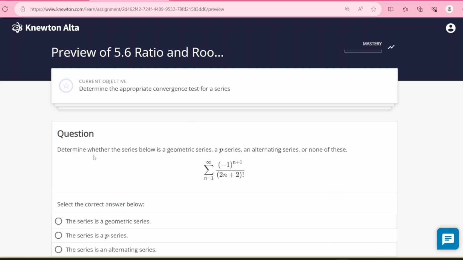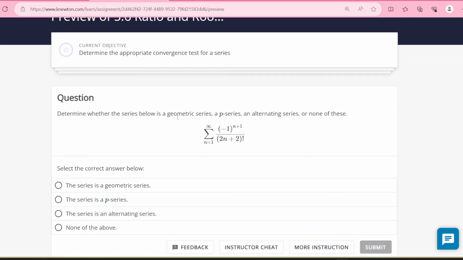Well, this first question here: determine whether the series below is a geometric series, a p-series, an alternating series, or none of these. So remember, a geometric series was a series where you had an exponential rule. You multiplied by the same number every single time to get from one term to the next. That was that common ratio. This is not geometric. For a p-series, you were adding up terms that looked like 1 over n to the p. This does not look like that.